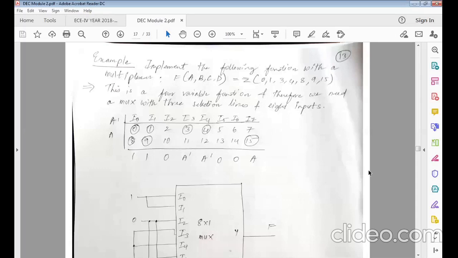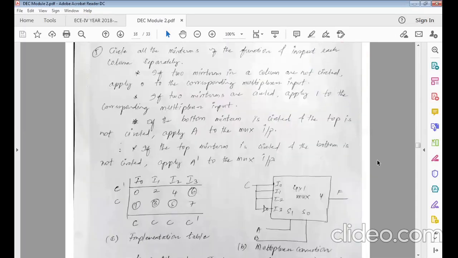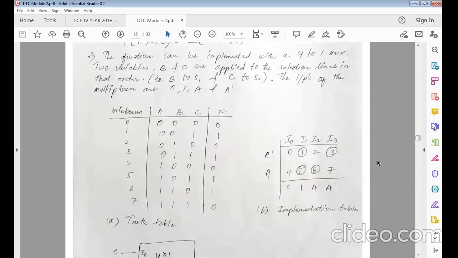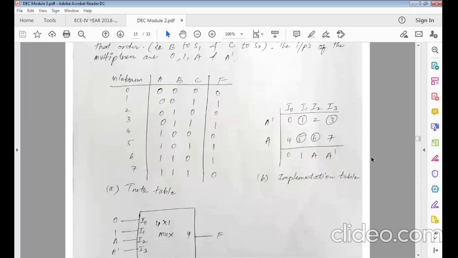Okay, so you are able to see my screen, right? All of you. Visible, right? Students, can you respond? Yes, sir. Okay.